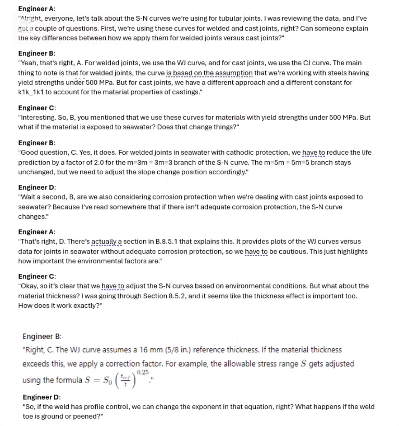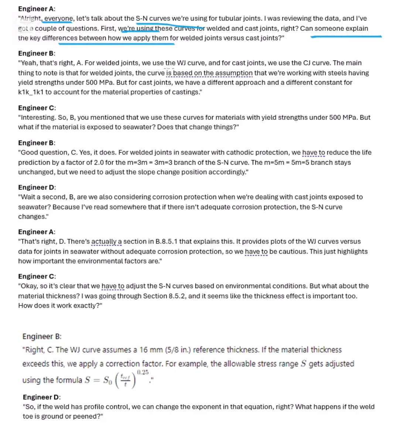And let's see some discussion between designers and engineers. Alright everyone, let's talk about the SN curves we are using for tubular joints. I was reviewing the data and I have a couple of questions. First, we are using these curves for welded joints as well as cast joints, right? Can someone explain the key difference between how we apply them to welded joints versus cast joints?